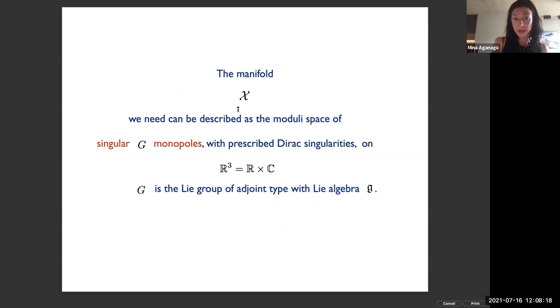The manifold X we need for the quantum differential equation to coincide with this KZ equation can be described as a moduli space of singular G monopoles with prescribed Dirac singularities on R^3. G here is a Lie group of adjoint type with Lie algebra g. If we were to take G to be SO(3), and little g su(2), the very same space is the space studied by, that featured in the work of Seidel and Smith.